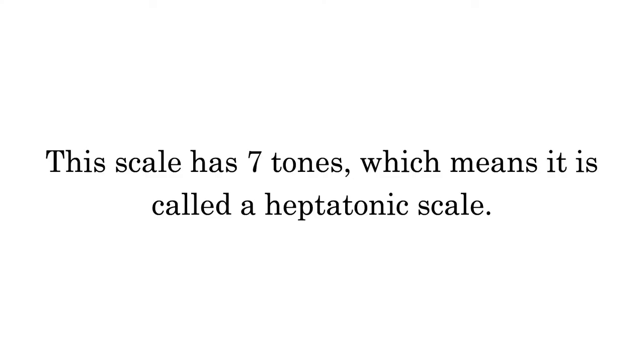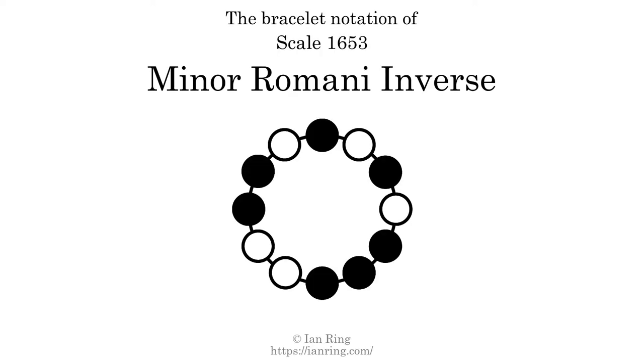This scale has 7 tones, which means it is called a heptatonic scale. This is a bracelet notation diagram of scale 1653. The shaded circles represent tones that appear in the scale, and they are read clockwise, starting at the top.